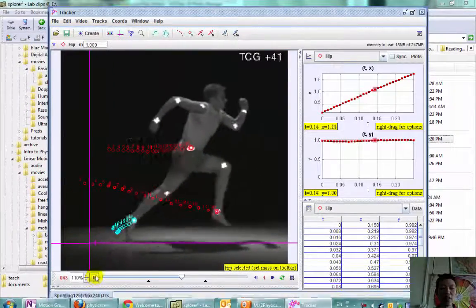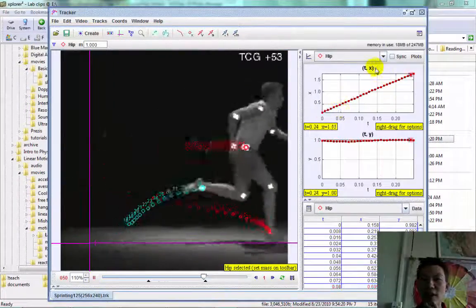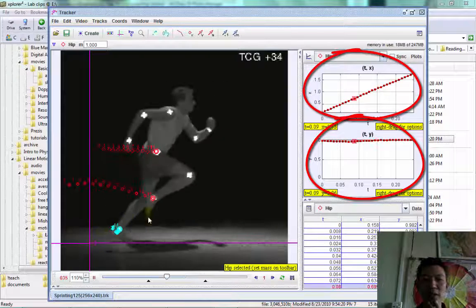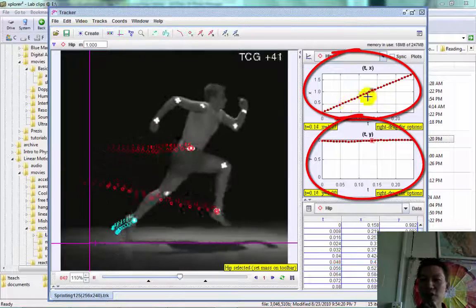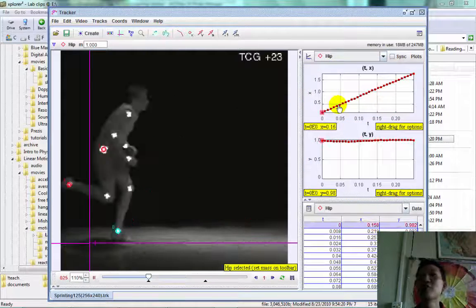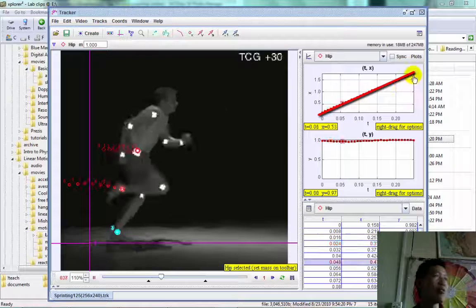Motion analysis. If you look at this graph of the hips here, this is X versus T, this is Y versus T. X is for the displacement in the X direction. What do you notice about the shape of this graph? Is it a curve or a straight line? Everybody, easy, right? It's a straight line and it goes up and to the right.